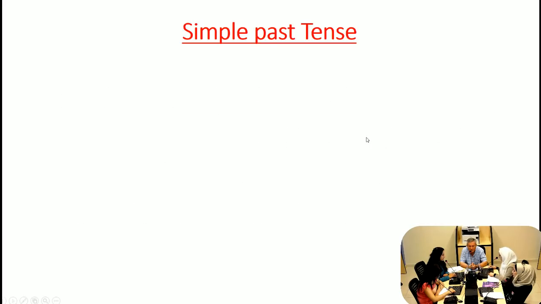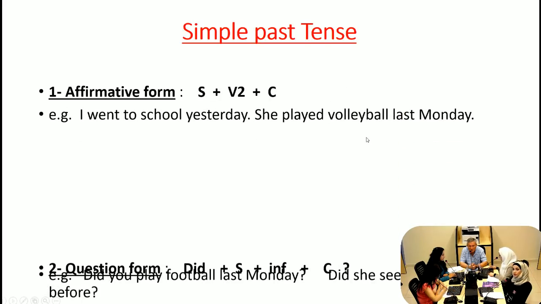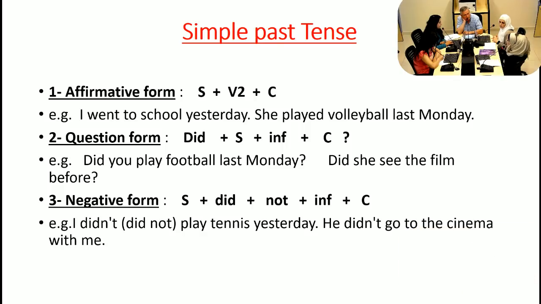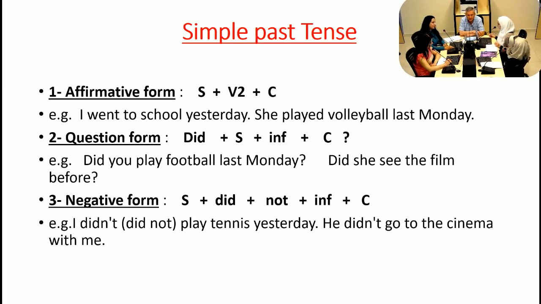Next. Simple past tense, Miss Sana. We form the simple past tense in the affirmative form like the following. Subject plus verb 2. For example, I went to school yesterday. She played volleyball last Monday. In the question form, we use did at the beginning of the sentence, then the subject. For example, did you play football last Monday? And here we use verb 1 after did. Verb 1 or verb 0? Yes, verb 0. Did she see the film before?